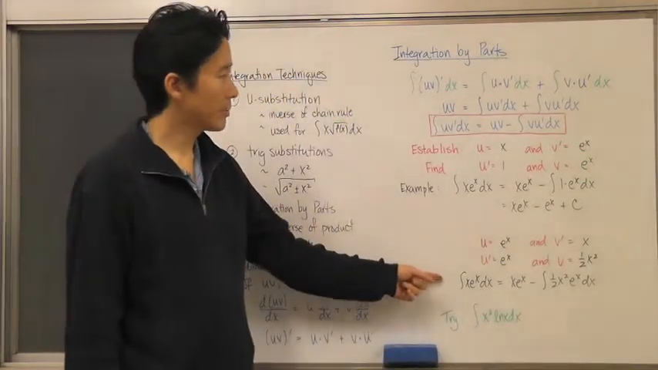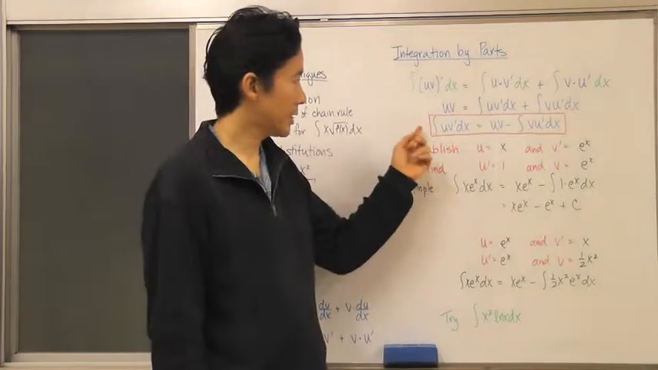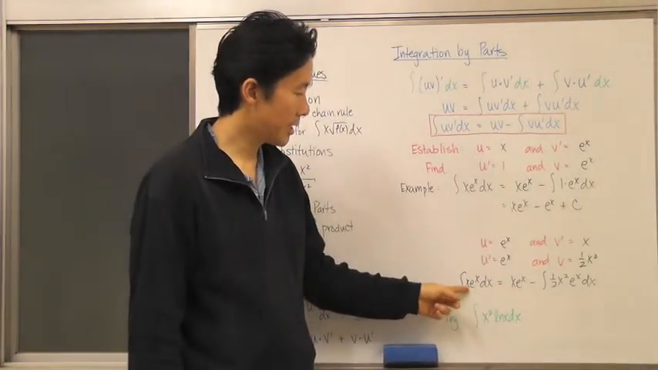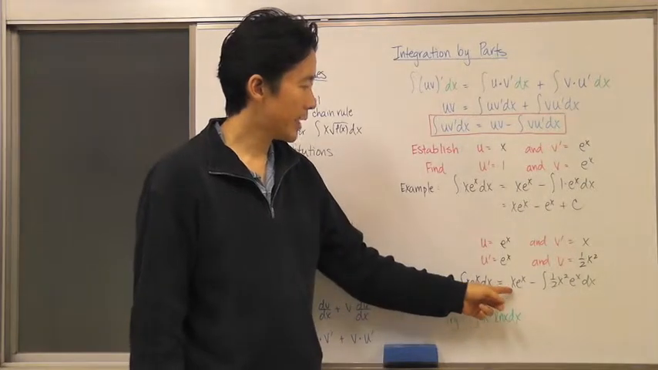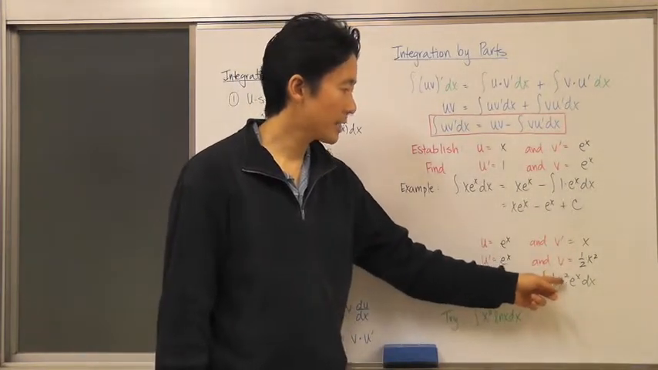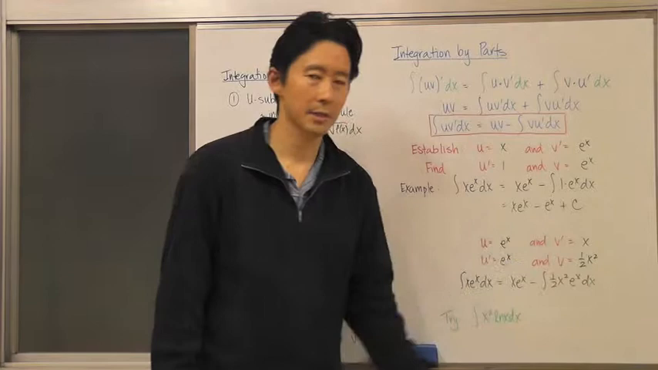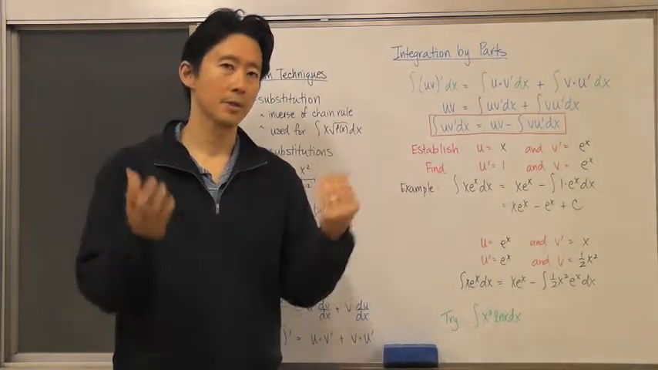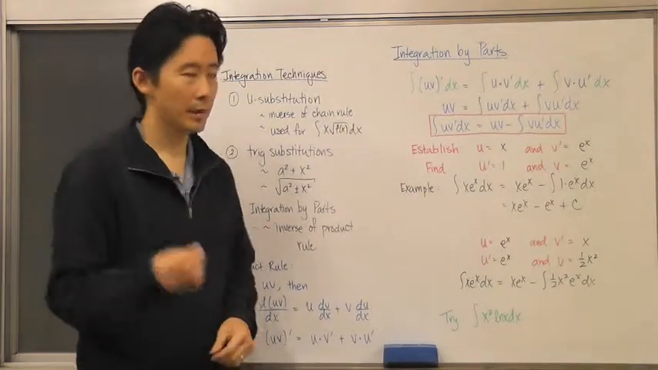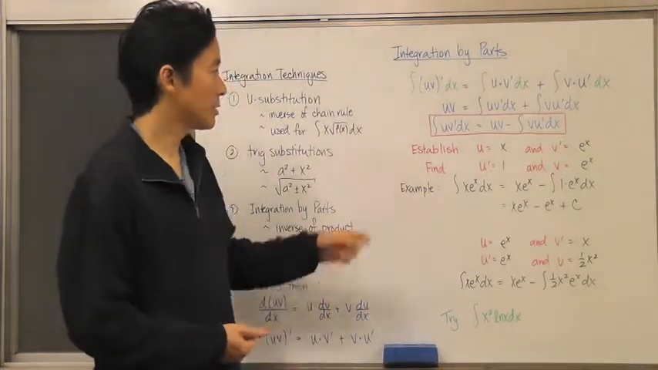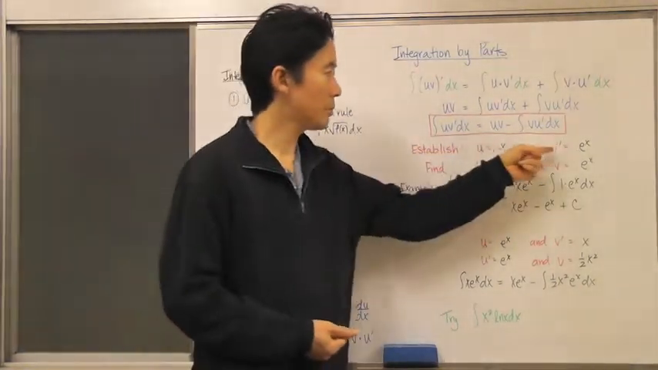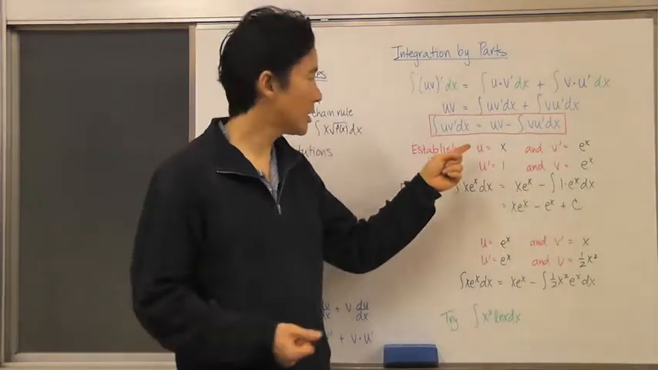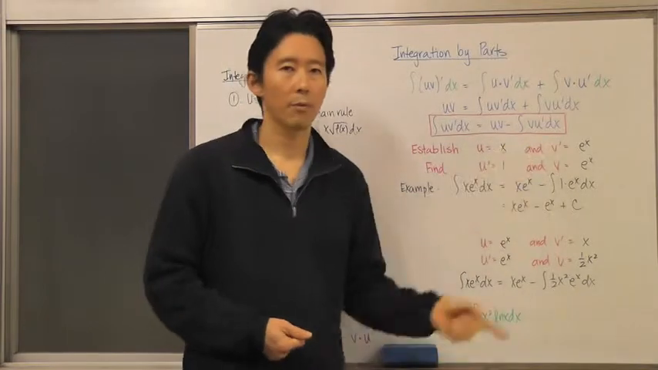So if I use my expansion now for this particular integral of u v prime dx, which is this right here, I'm going to come out with x e to the x minus 1/2 x squared e to the x dx. What's happening here is it's getting more complicated. So it's going to be absolutely critical for you to be able to establish the best association of u and v prime.